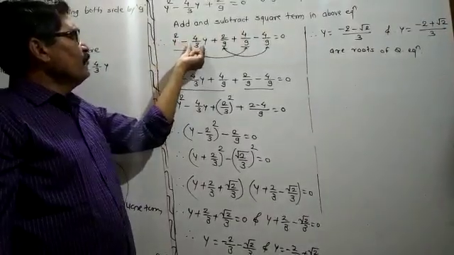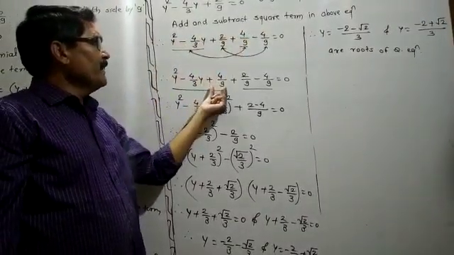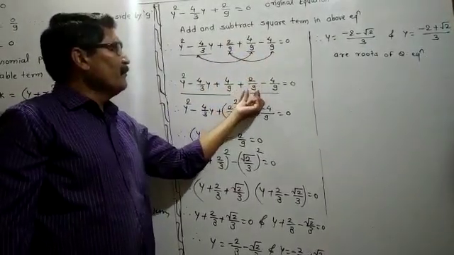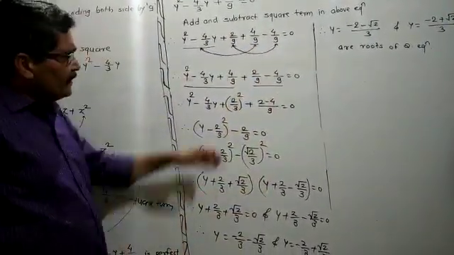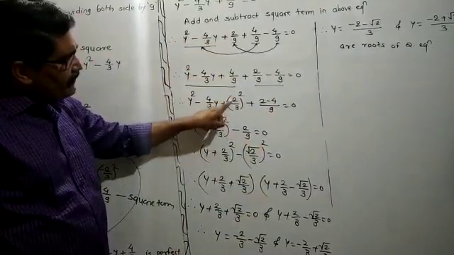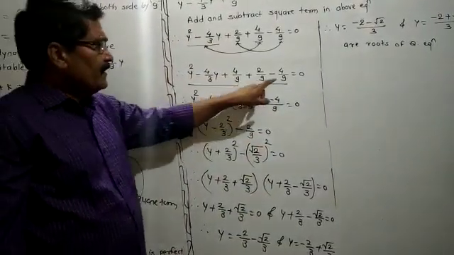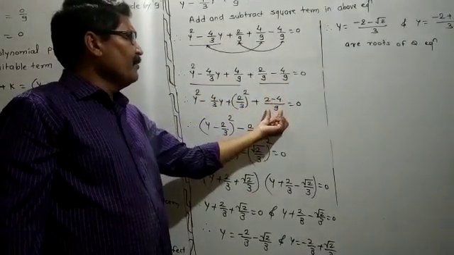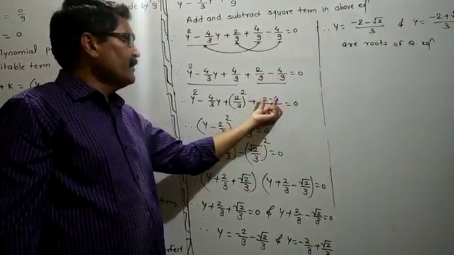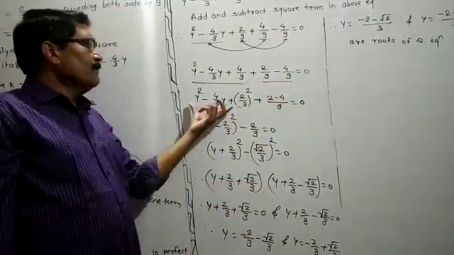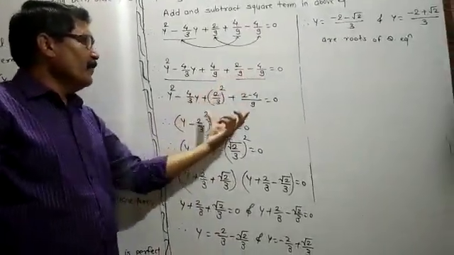Y square minus 4 upon 3y plus 4 upon 9, you have to write together, and the remaining terms, 2 upon 9 and 4 upon 9, you have to write together. Here this 4 upon 9 is the perfect square of 2 upon 3, so I will write this as 2 upon 3 bracket square. Here the denominator is the same, so write the denominator only once and add or subtract the numerators: 2 minus 4. Then you have to write the first 3 terms and the last 2 terms in the form of a square.